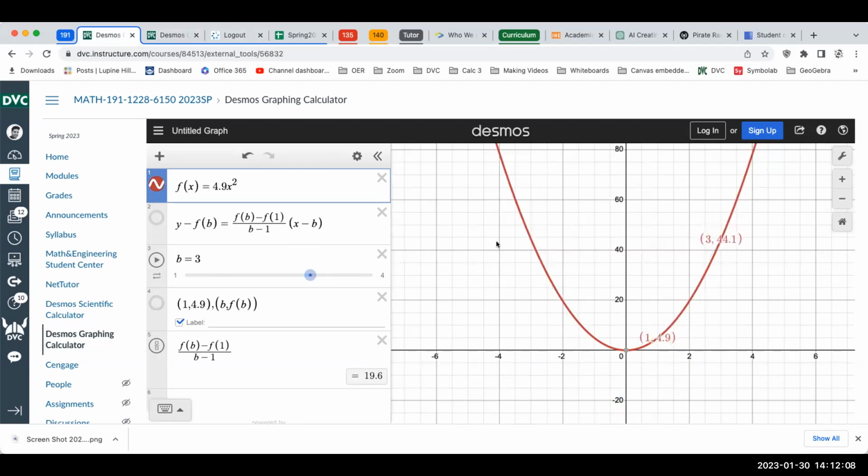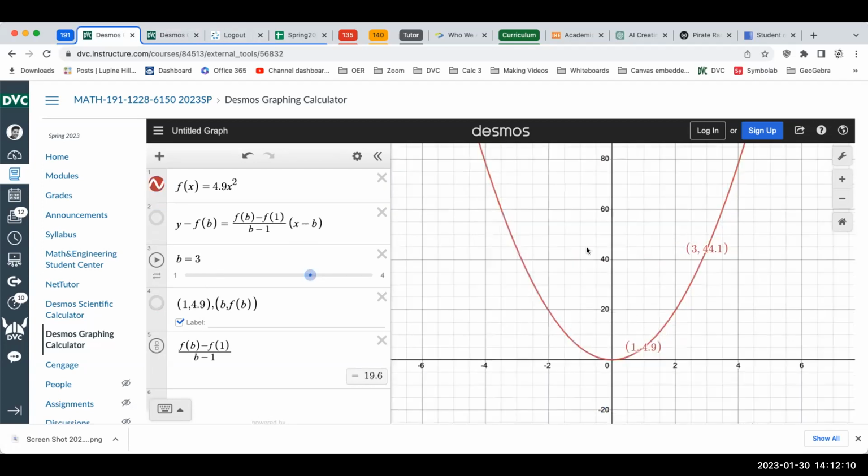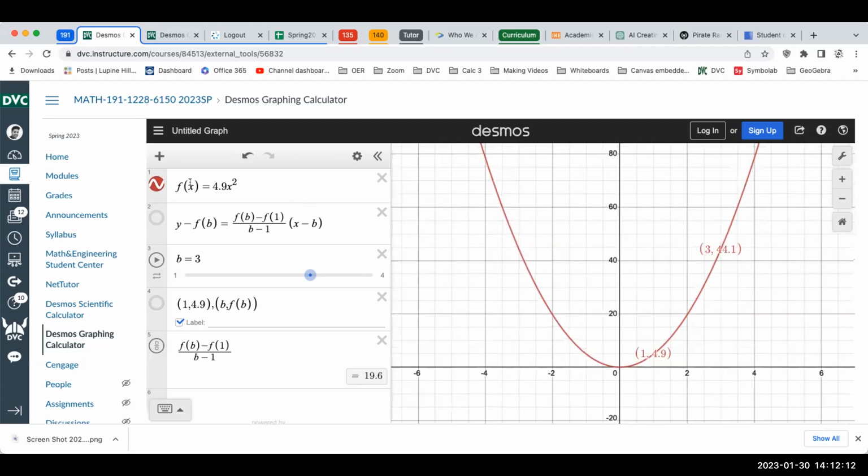So if I plot that function, f of x equals 4.9x squared, that's a quadratic function, right? So the graph is a parabola. And the 4.9 stretches it a little bit. So then what I did is I used the function and I plugged in 1, gave me 4.9. I plugged in 3, gave me 44.1. So that's these points right there, the ones that you guys helped me find.